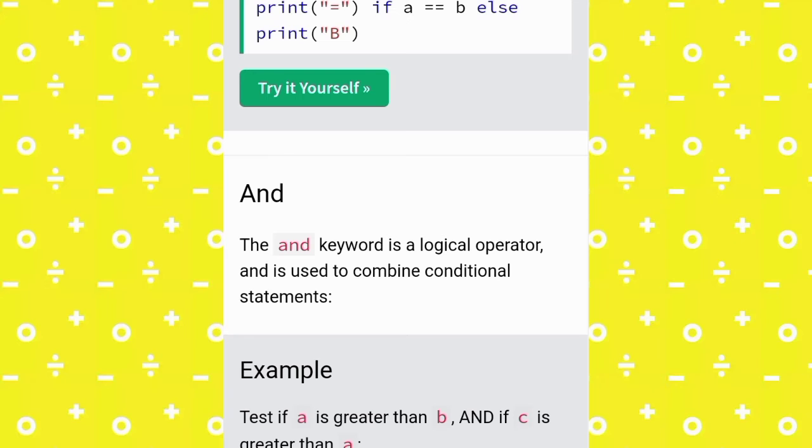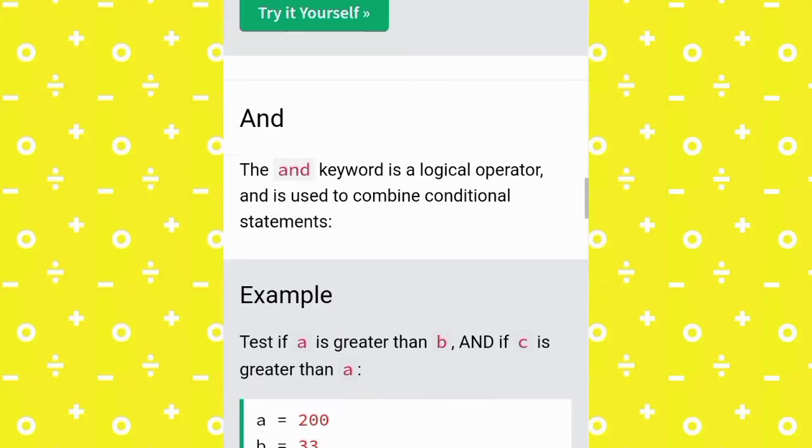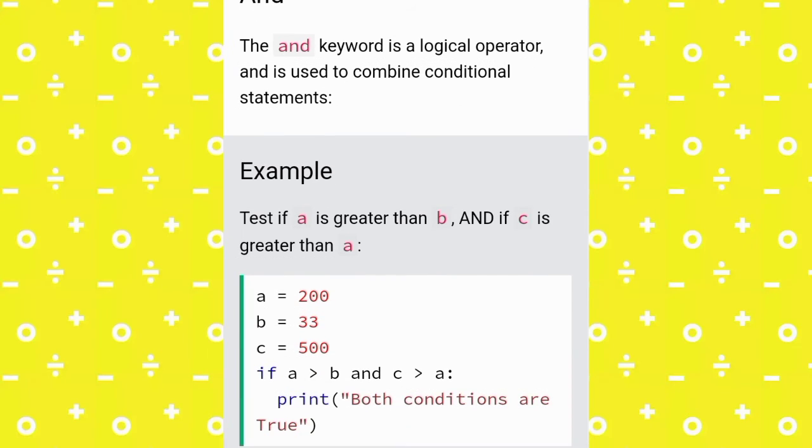And the word and, or the keyword and. The and keyword is a logical operator and is used to combine conditional statements. For example, test if A is greater than B and if C is greater than A. A is equal to 200, B is equal to 33, C is equal to 500. If A is greater than B and C is greater than A, print both conditions are true.